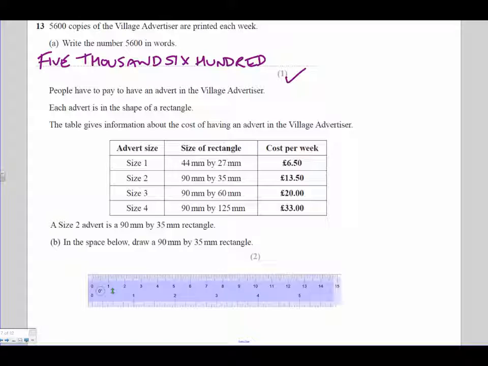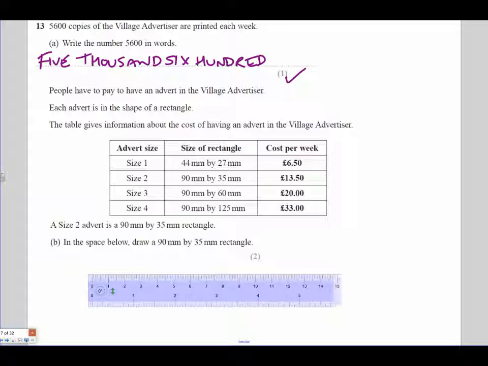People have to pay to have an advert in the Village Advertiser. Each advert is in the shape of a rectangle, and the table gives you the cost of each of the shapes. A size 2 advert is a 90mm by 35mm rectangle. In the space below, draw a 90 by 35mm rectangle.